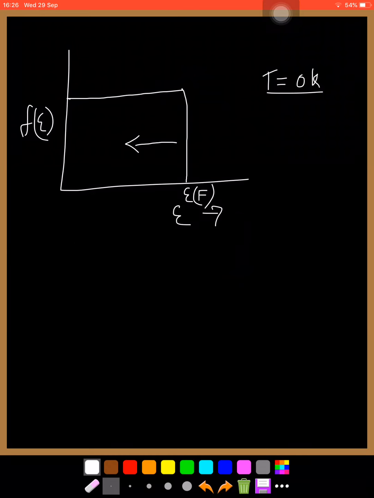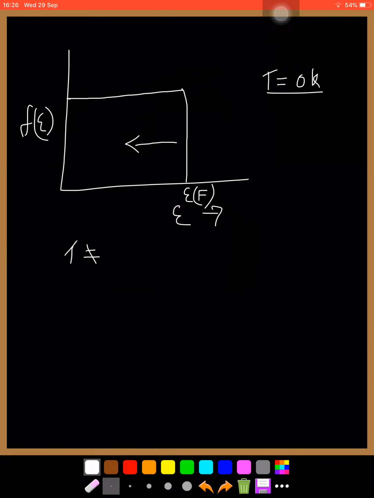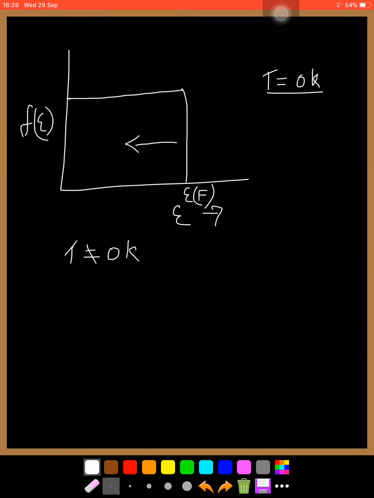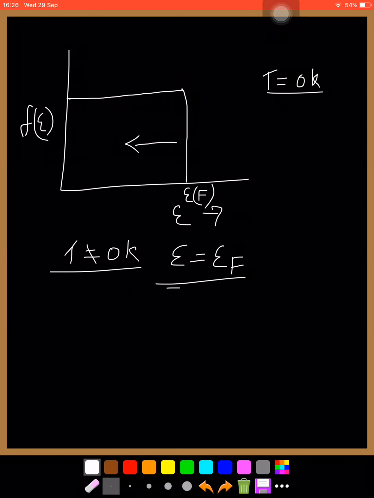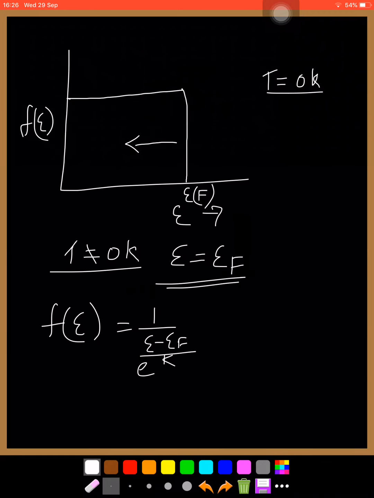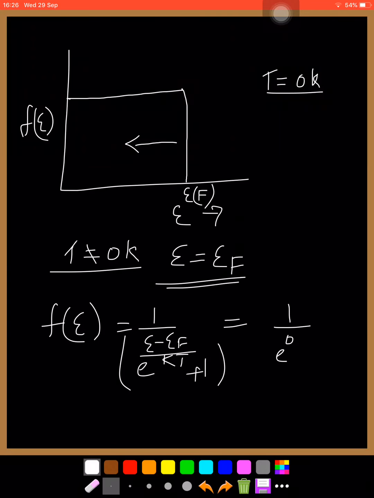And again, let's see T not equal to 0 Kelvin and E equal to EF. What will be the value of distribution function F(E)? F(E) is 1 by e raised to (E minus EF) by KT plus 1. But T 0 Kelvin alla. So E equal to EF വന്നാൽ 1 by e raised to 0 plus 1. That is 1 by e raised to 0 plus 1.